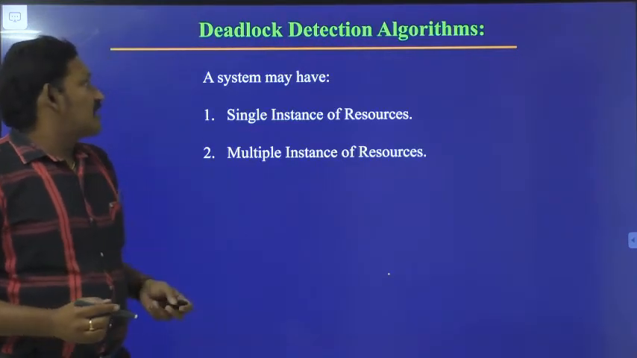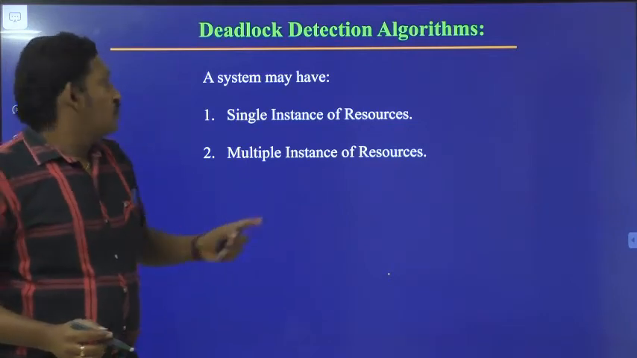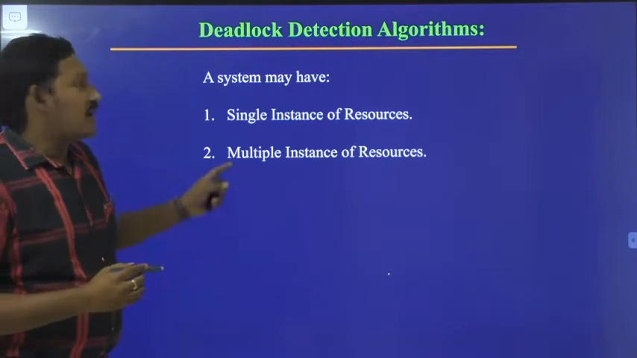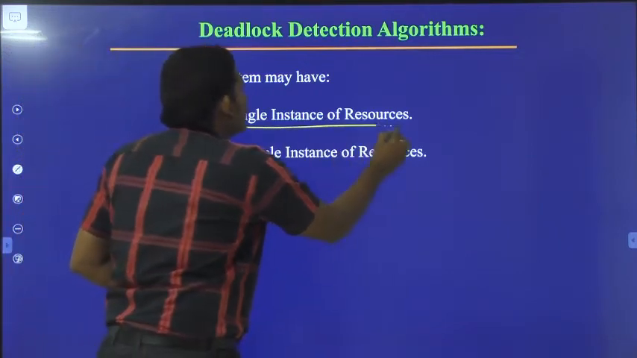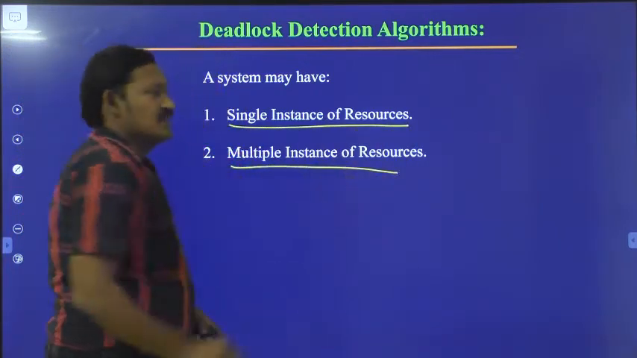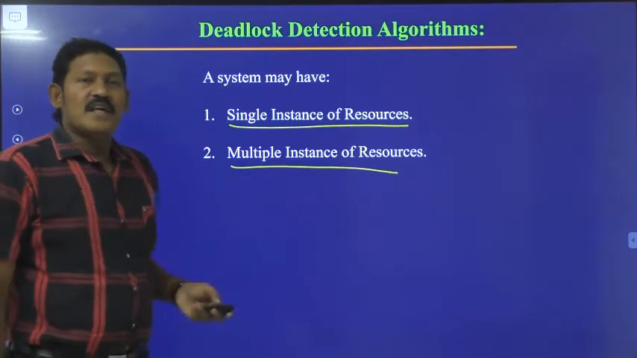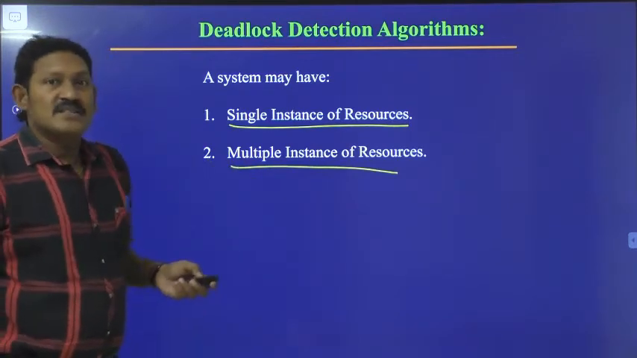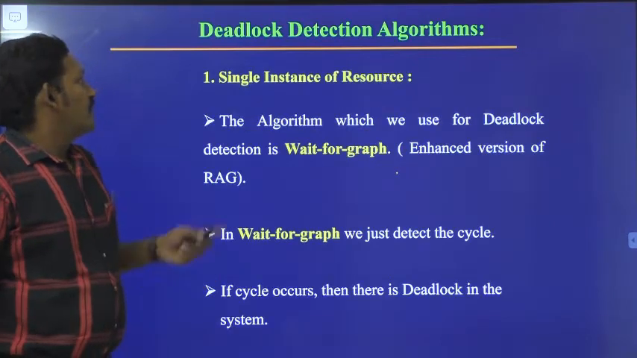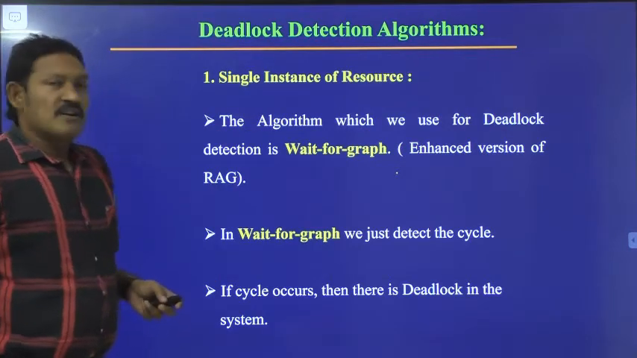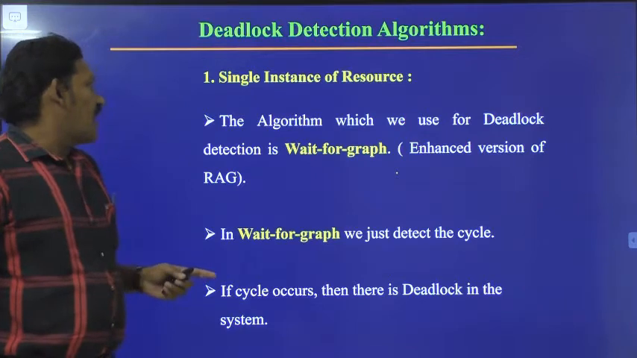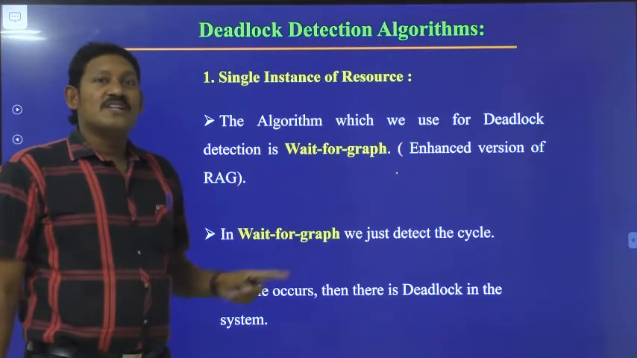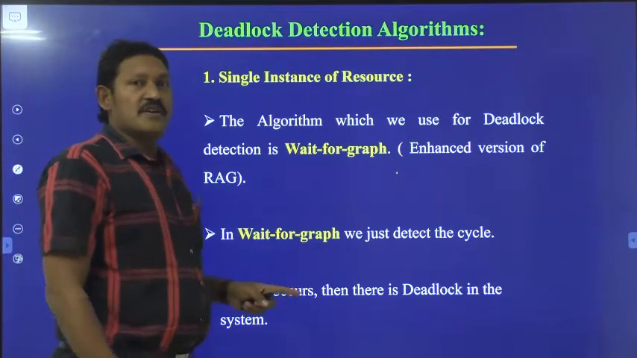For the deadlock detection algorithms, the system has two varieties: single instance of resources and multi-instance of resources. We will see each in detail with an example. First, we will see single instance of resources. Here we will check using a wait-for graph. We have to draw the wait-for graph.